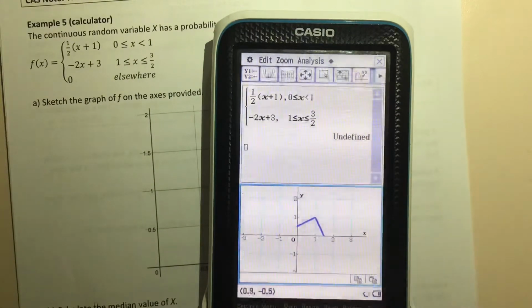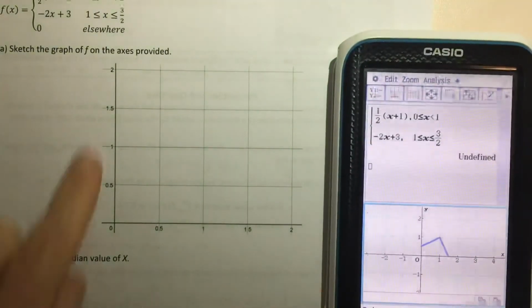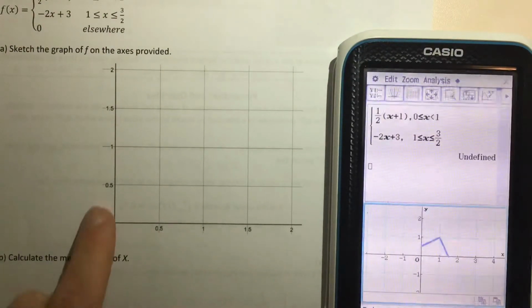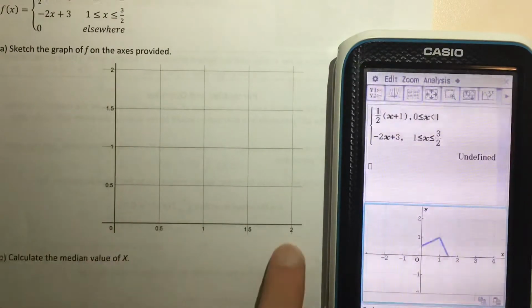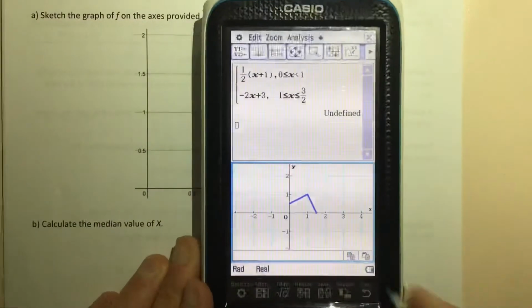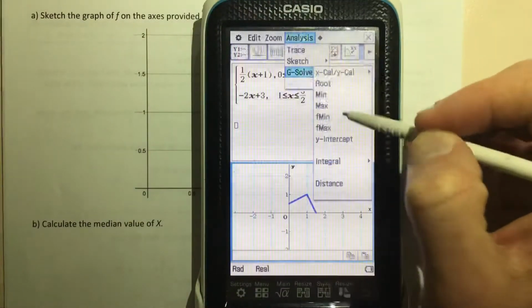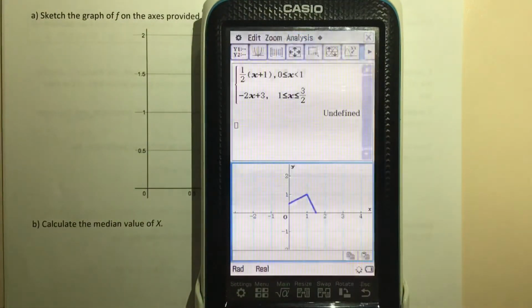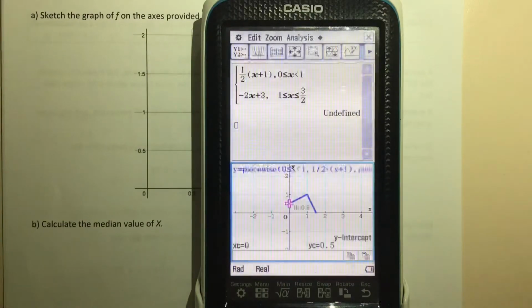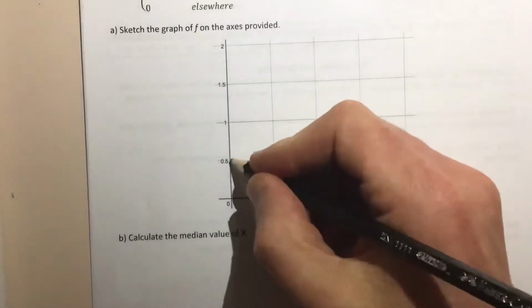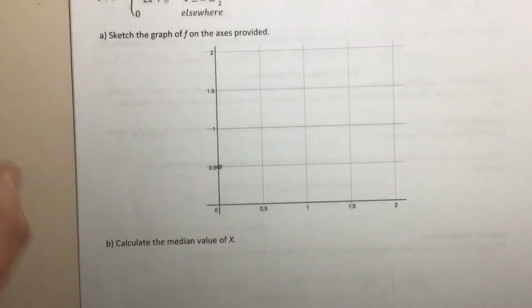And you can tell that the question gave us a grid with some values on the axis, so we suspected that we were dealing with a pretty small graph, like we'd have to zoom in because it's only going up to 2 on either axis. So if we're going to sketch this, we might want to know firstly where that y-intercept is, which we can do with Analysis, G-Solve. So the y-intercept is at y equals 0.5, so I'm going to mark that on first.